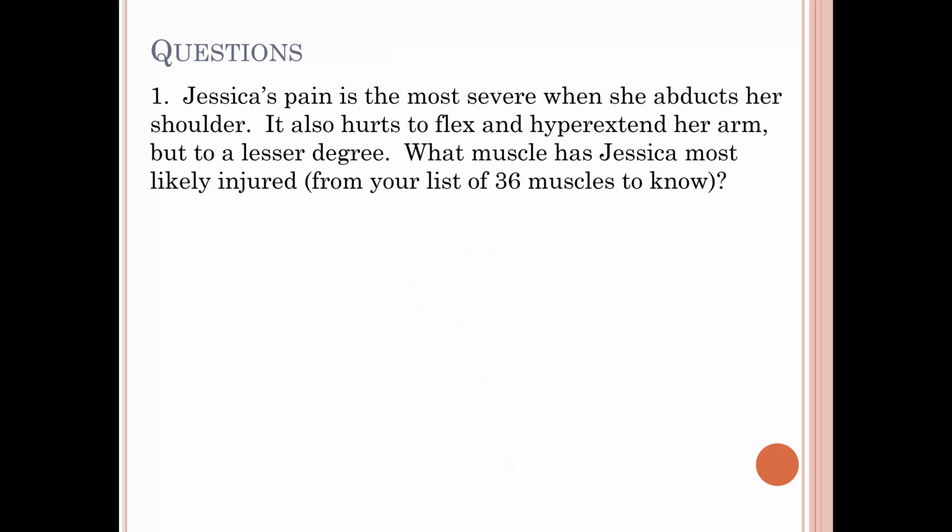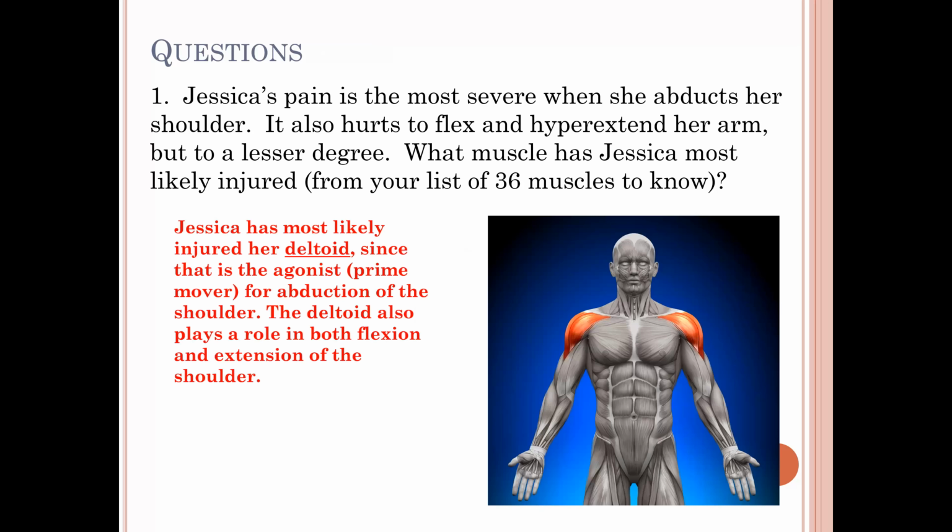Number 1. Jessica's pain is the most severe when she abducts her shoulder. It also hurts to flex and hyperextend her arm, but to a lesser degree. What muscle has Jessica most likely injured from your list of 36 muscles to know? So Jessica has most likely injured her deltoid, since that is the agonist or prime mover for abduction of the shoulder, and the deltoid also plays a role in both flexion and extension of the shoulder, and Jessica's having pain with all three of these movements.